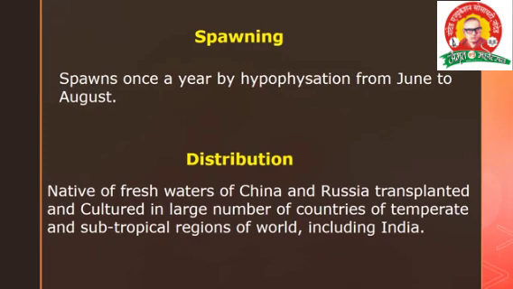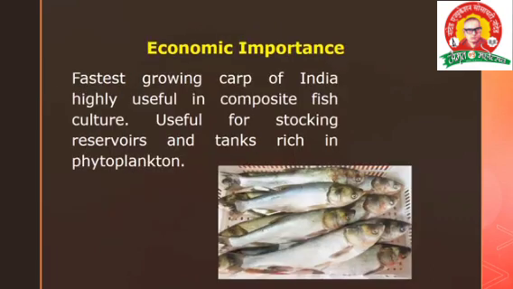The last point, that is the distribution. Silver carp is native to freshwater in China and Russia. Already I told that it is an exotic fish which is transplanted in India for culture, for commercial purposes, in a large number of countries of temperate and subtropical regions of the world including India, and it is a very valuable food fish.